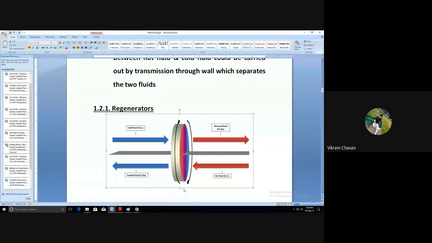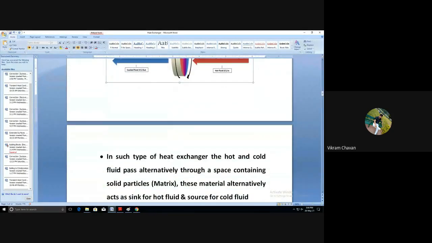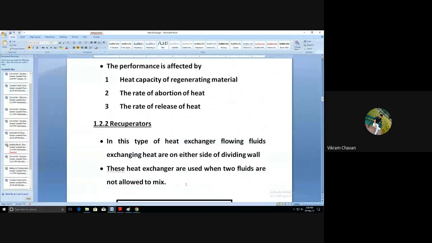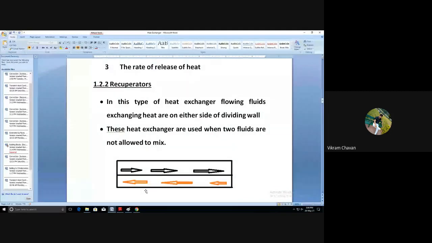Whereas the second classification of this indirect type of heat exchanger is nothing but a recuperator. Same here, from one side cold fluid is moving, and from another side the hot fluid is moving. Heat will be transferred through a separator. So two fluids are separated by a wall; that is the separator.